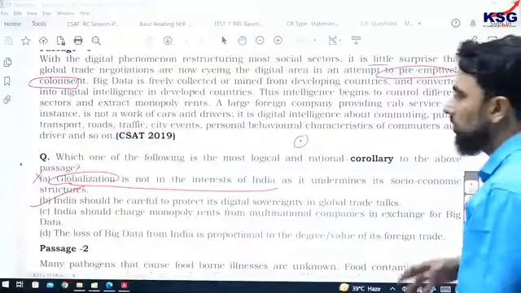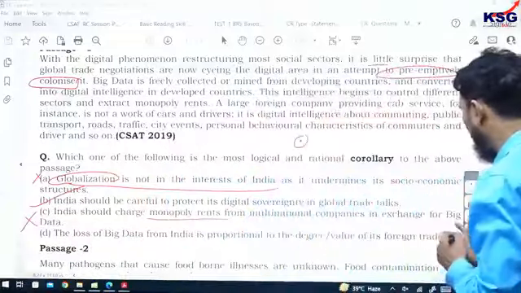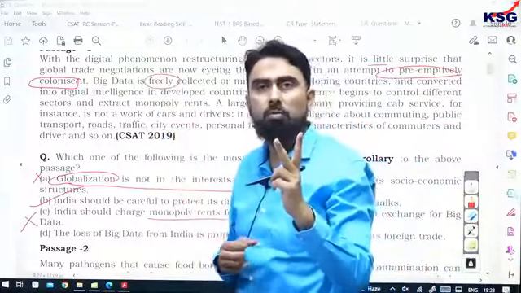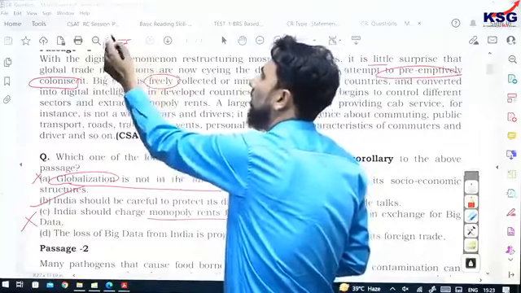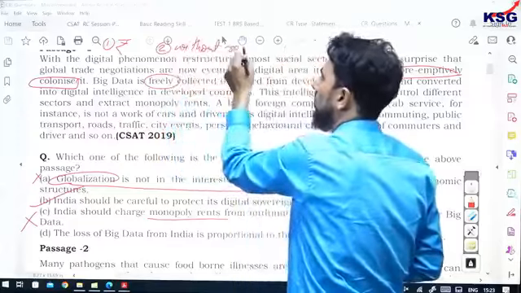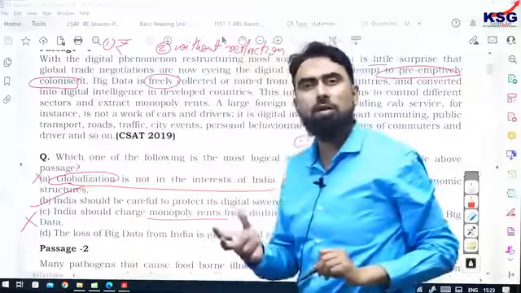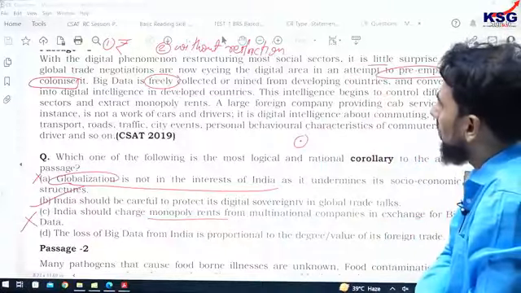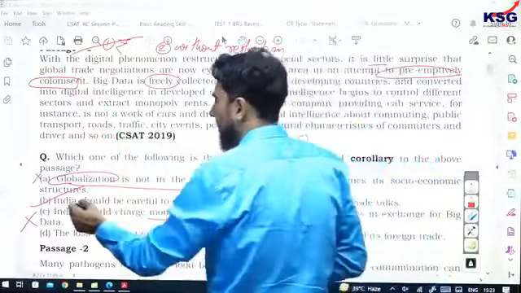Big data is freely collected, so no one should choose option C, which says India should charge monopoly rents from multinational companies in exchange for big data. From this phrase, that big data is freely collected, two meanings are possible. Either that they are not paying money, or the other meaning is that it is without restriction. Without restriction. Now, you know, since the author has said that it's a sovereignty issue because the companies are trying to preemptively colonize us, this data protection is a very important part. So there are least chances that he will agree with this. So it's without restriction, hence C does not make sense.